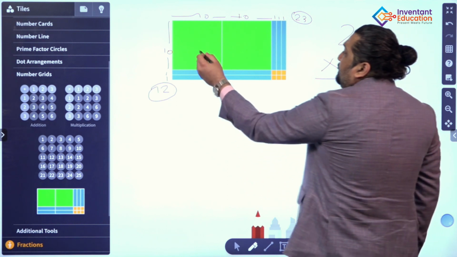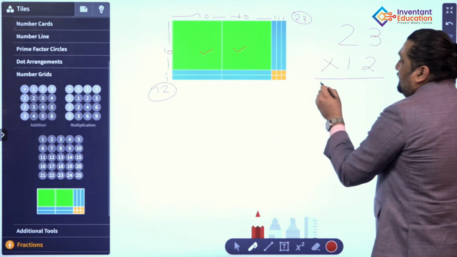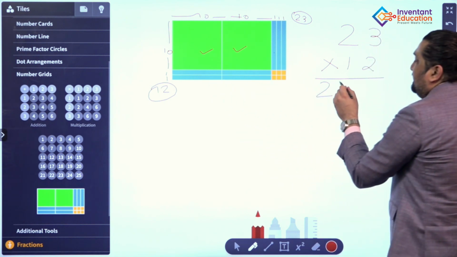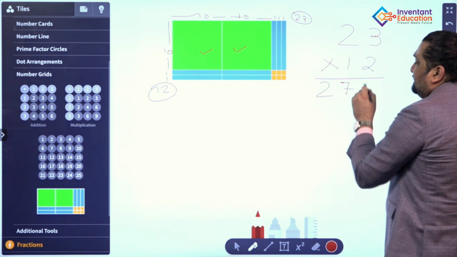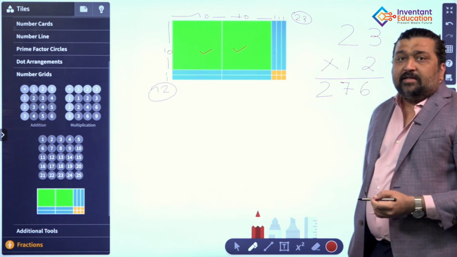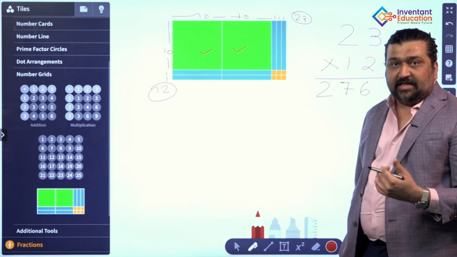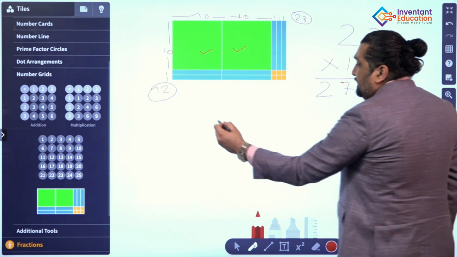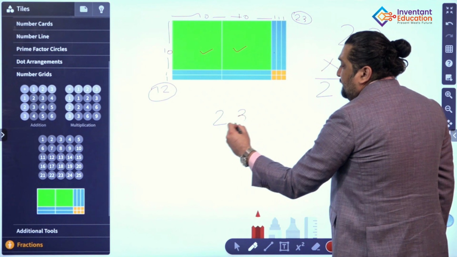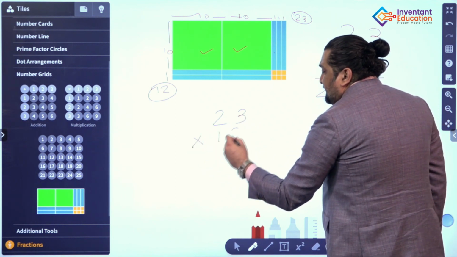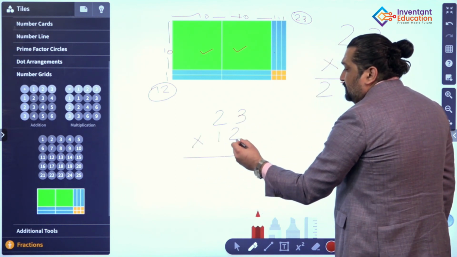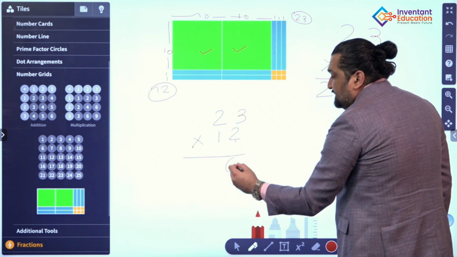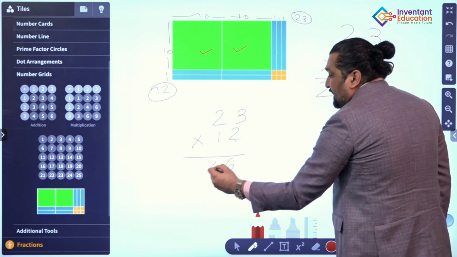Now we have 2 hundreds here, so I'll write 2 hundreds. 1, 2, 3, 4, 5, 6, 7 tens and 6 ones. Now let's see the process of multiplication. Can we see different parts here? I'll again write 23 multiply by 12. When we teach this, first we ask students to multiply 23 by 2. So they write 2 3s are 6 and 2 2s are 4.